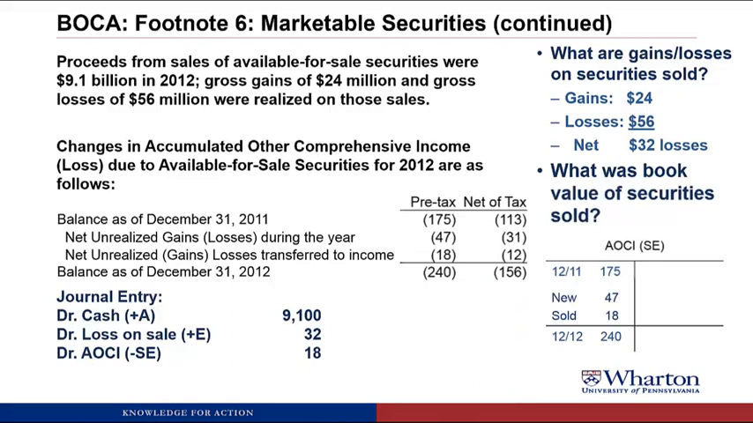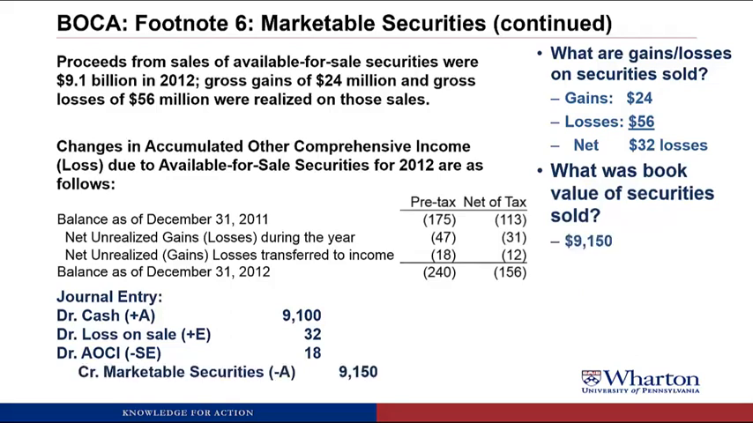So now that we have the debit to AOCI in there, we are only missing one thing, which is the book value of the marketable securities sold. So we can plug that credit as 9150. So that's the credit that makes this balance, and we can see what the book value is of the securities that they sold.